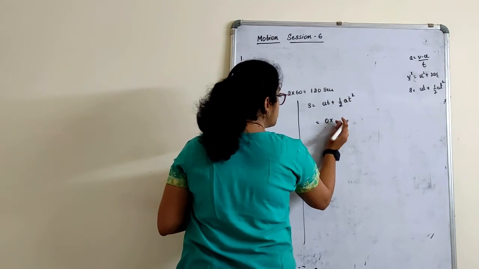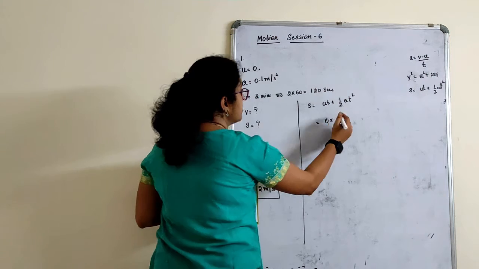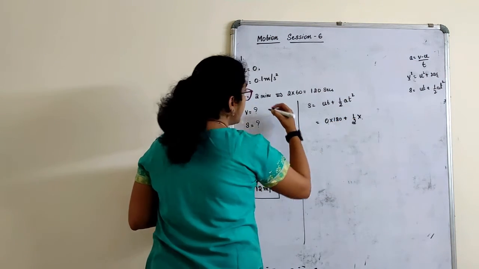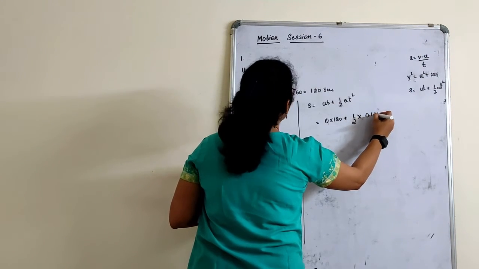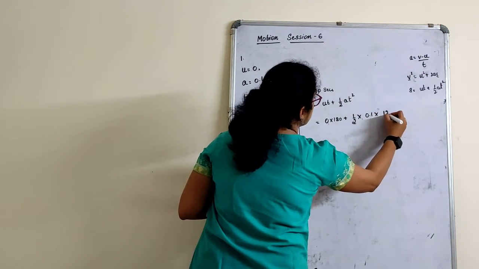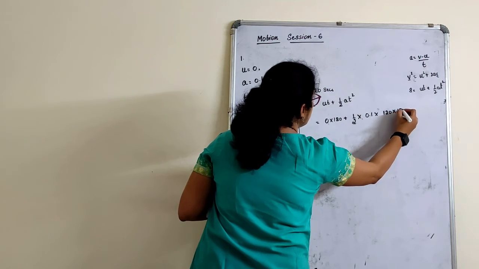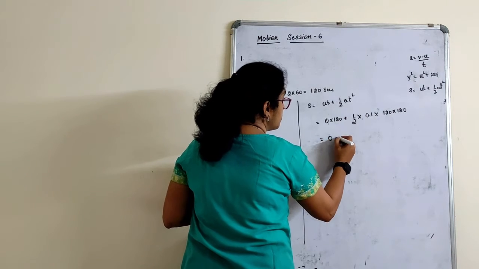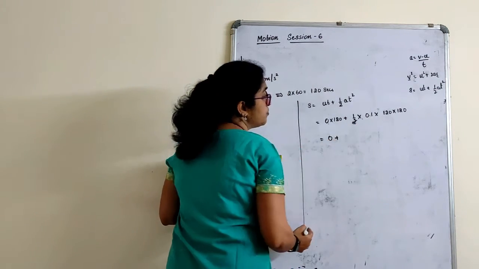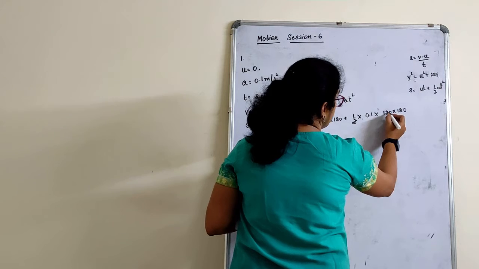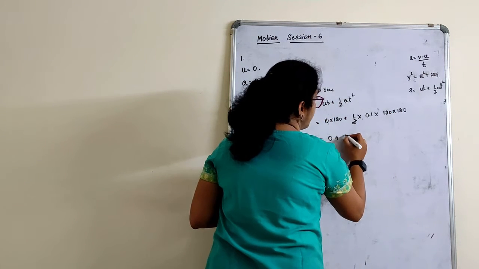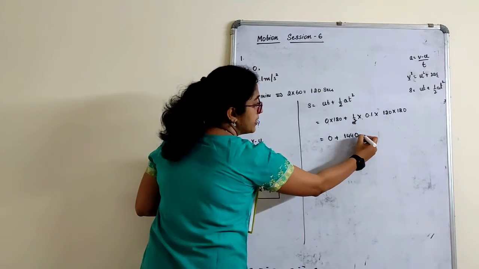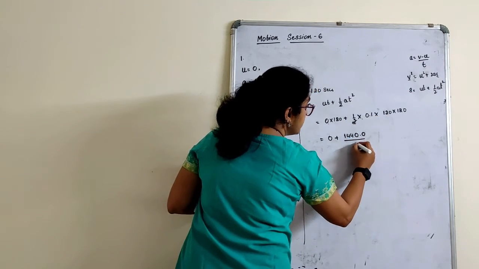U is 0. It becomes very easy because half the terms are not there. 0 into 120 plus half into a, which is 0.1, into t, which is 120 into 120. Why? Because it is t square. So this is 0 plus 2, or what we can do is 12 12s are 144. 0 0 after 0.1, I will write like this, divided by 2.